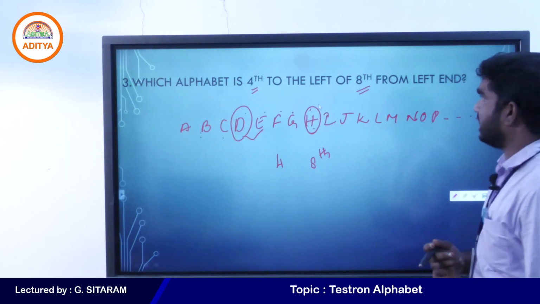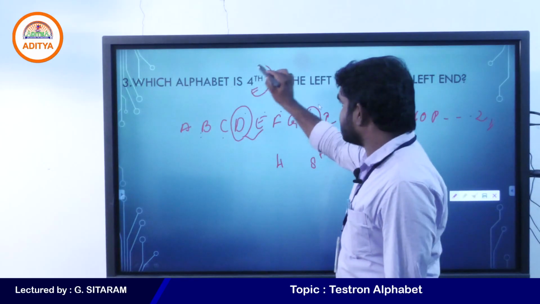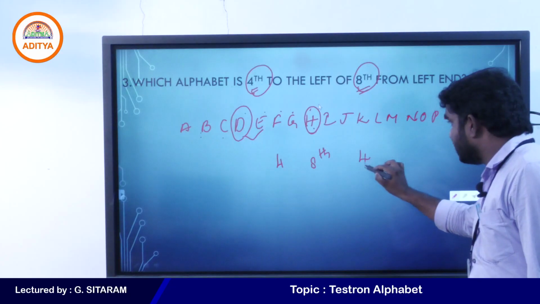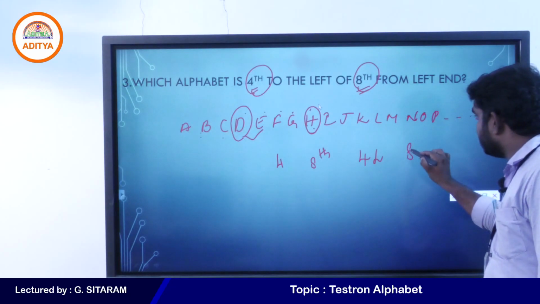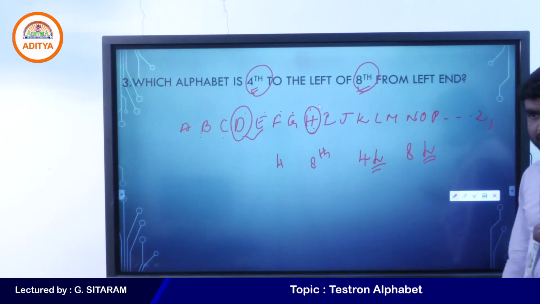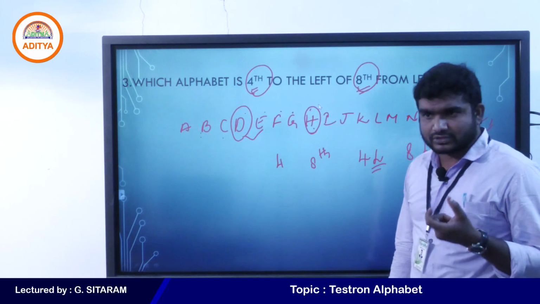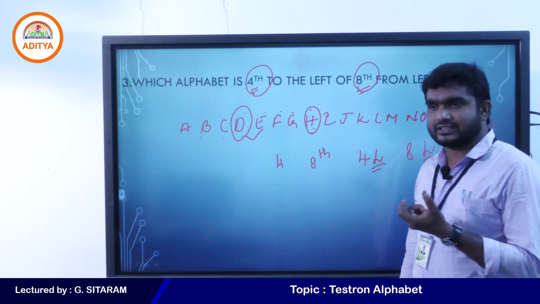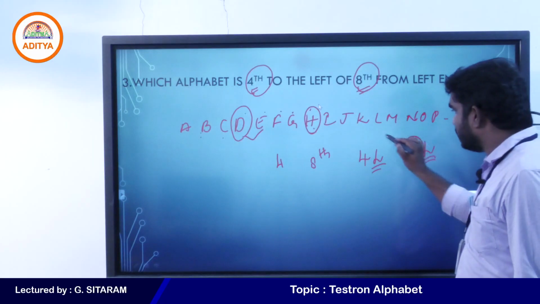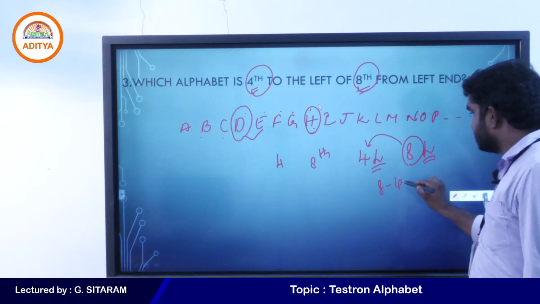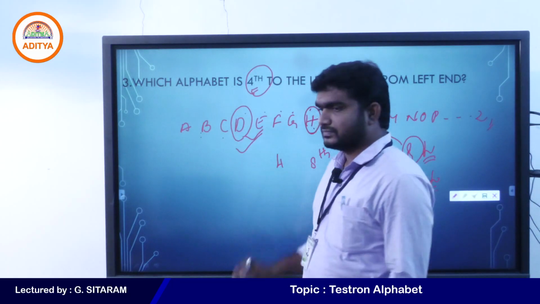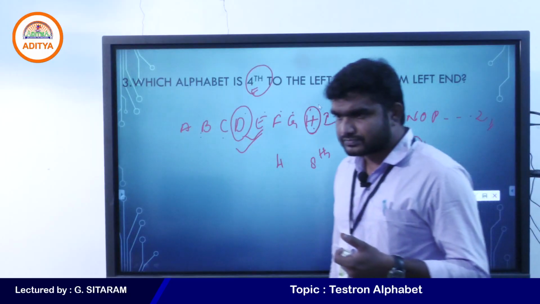If you take like this, the questions will be like this. You have a simple technique here: fourth to the left of the 8th from the left hand. If these two directions are same, for suppose first one is left and second one is also left, you have to just subtract it. So 8 minus 4 is equal to 4. Fourth from the left hand letter is nothing but D. Did you get this?